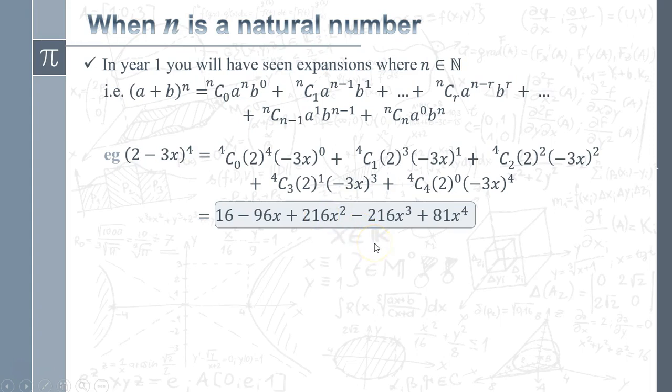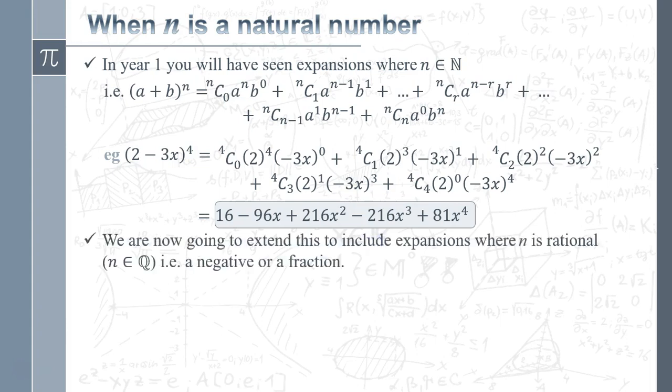There's no particular reason for why that's happening, and you sometimes see that happening within your expansions. Okay, so that's a recap of what we've done where n is natural.